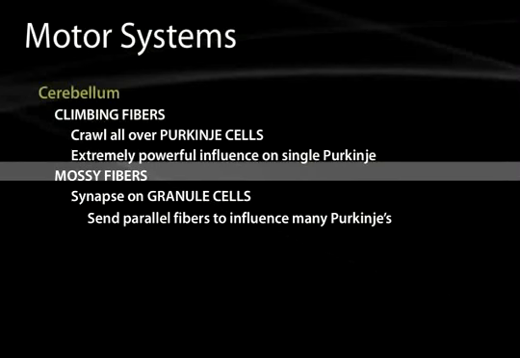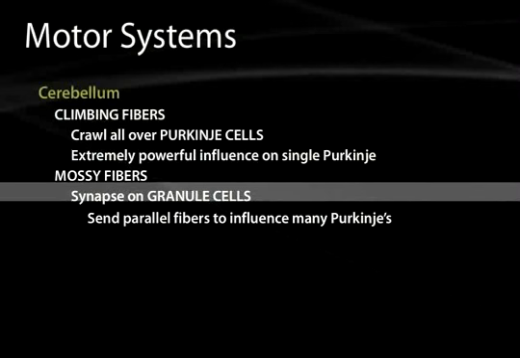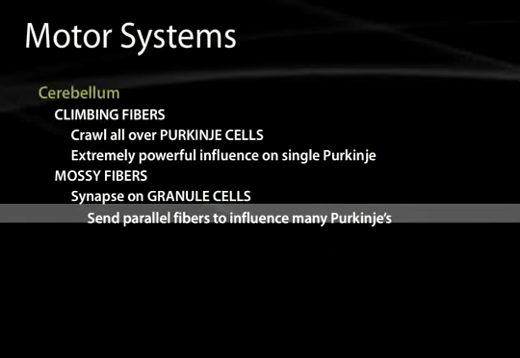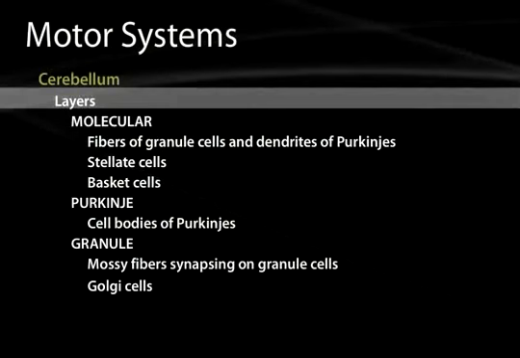Mossy fibers, on the other hand, have a more diffuse input over many areas of the cerebellar cortex. Mossy fibers exert their influence via granule cells. The mossy fibers enter the middle cerebellar peduncle and synapse on the granule cells. The granule cells will then send parallel fibers into the cerebellar cortex and synapse on multiple Purkinje cells. Therefore, the influence of a mossy fiber is much more diffuse, but much weaker. Weaker, but more widespread. The cerebellum has three different layers in the cortex.